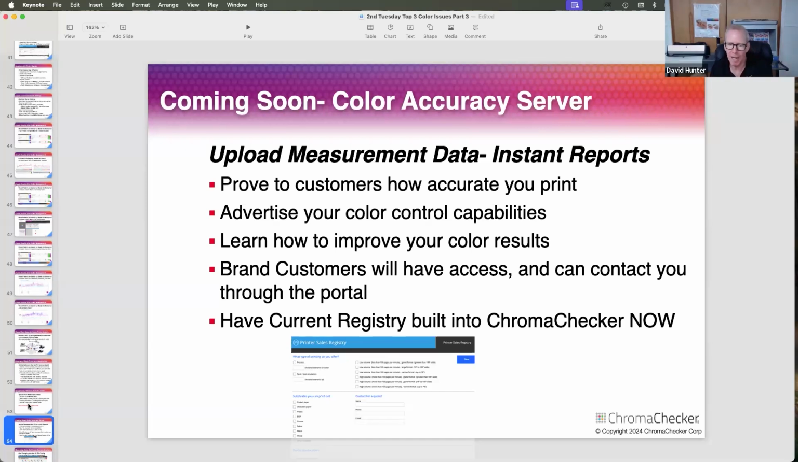And we're actually building some wizards. So this will be a way that you can actually start populating your data into ChromaChecker so you can build out your ChromaChecker account from 1 or 2 printers and extend it as many as you want. We've got printers with over 2,000 printing devices on ChromaChecker monitoring these printers every day. There's no limit. And if you care about color, this is what you're going to do.